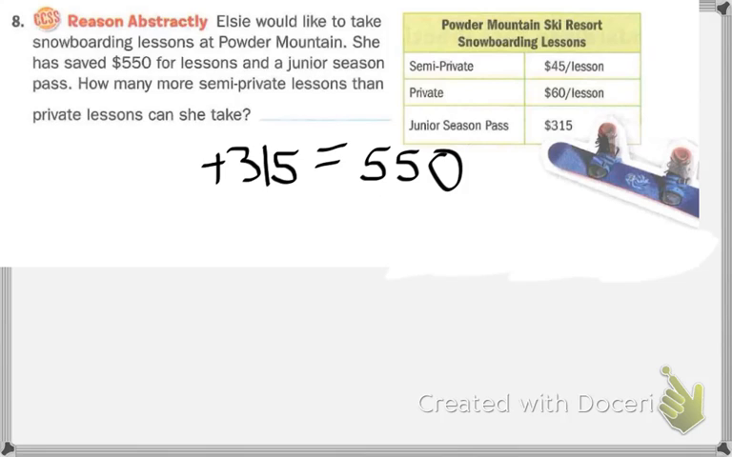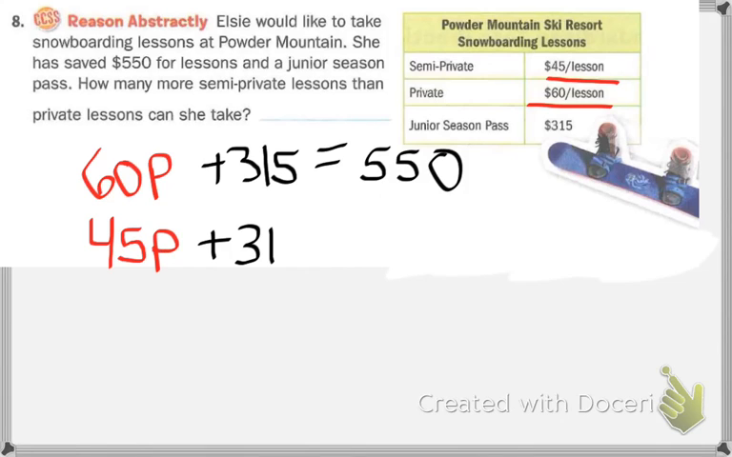Now what we're going to do is this. For private lessons, those are $60 per lesson. So $60 times P. So this equation would represent how many private lessons she could afford. But regardless of what option she was choosing, like let's say she was just doing all semi-private lessons, it would look just like the first one, but it would be 45p, and then the rest of it would be exactly the same. Plus 315 equals 550 if she had chosen all semi-private lessons.